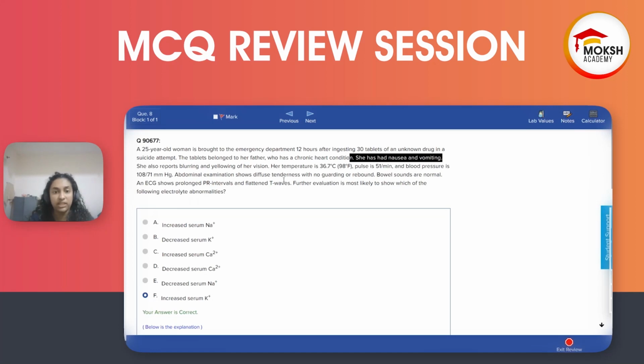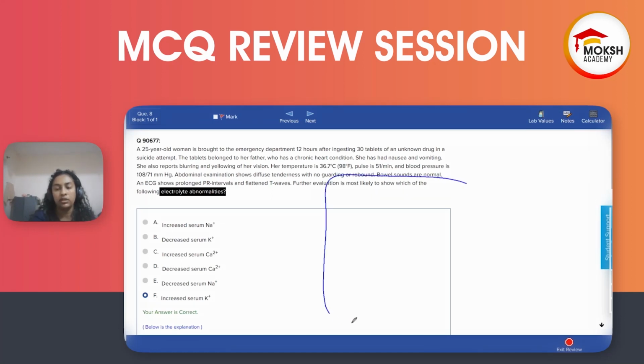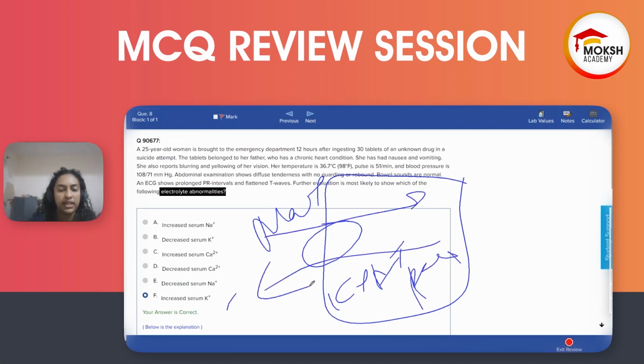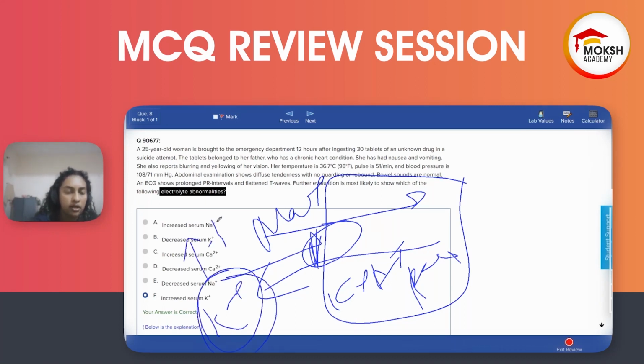Now, further evaluation is most likely to show which of the electrolyte abnormalities? Why increased serum potassium? This is the mechanism of action of digoxin: sodium potassium ATPase inhibitor and calcium sodium exchanger stimulation. So this sodium potassium ATPase activity is inhibited, so there is an increase in potassium outside.